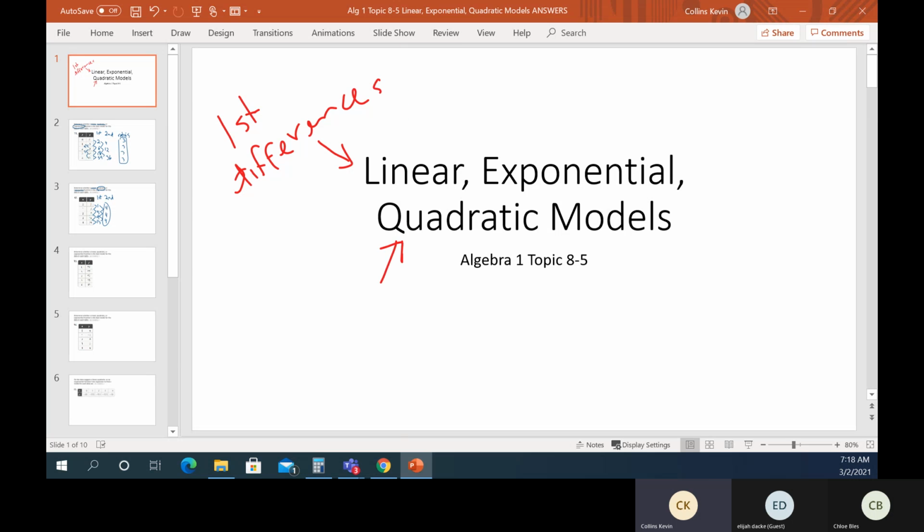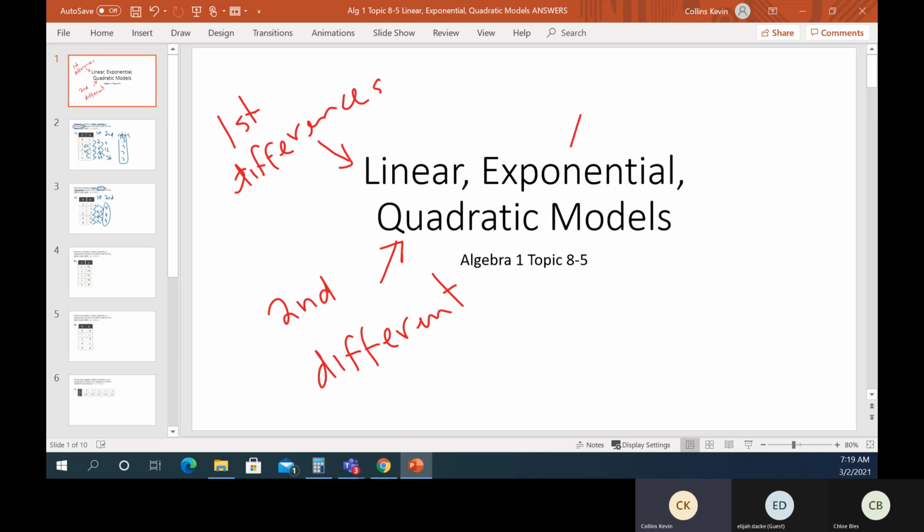Quadratics is looking for the second differences. We look at it and say, okay, they're not going up the same amount every time. But if you take the differences we came up with the first time, say the difference between the first two points is 2, the next one is 4, the next one is 6, so they're not the same. But if you do the differences again, from 2 to 4 is 2, and from 4 to 6 is 2. Those are second differences, and if they're the same, then you have a quadratic model.